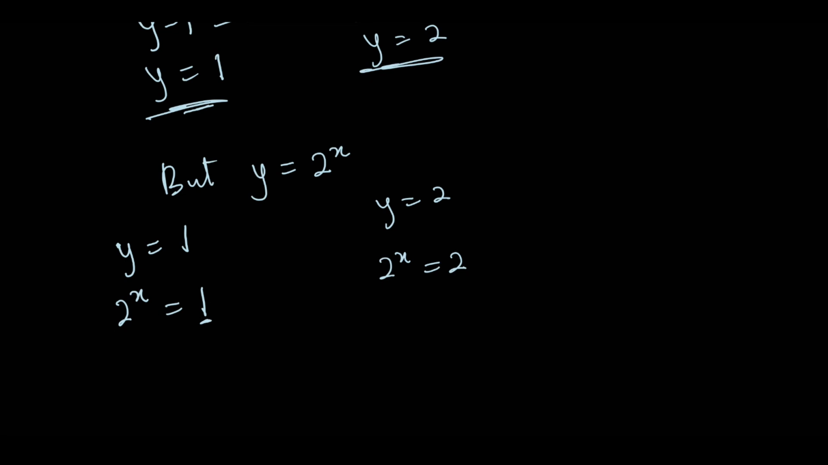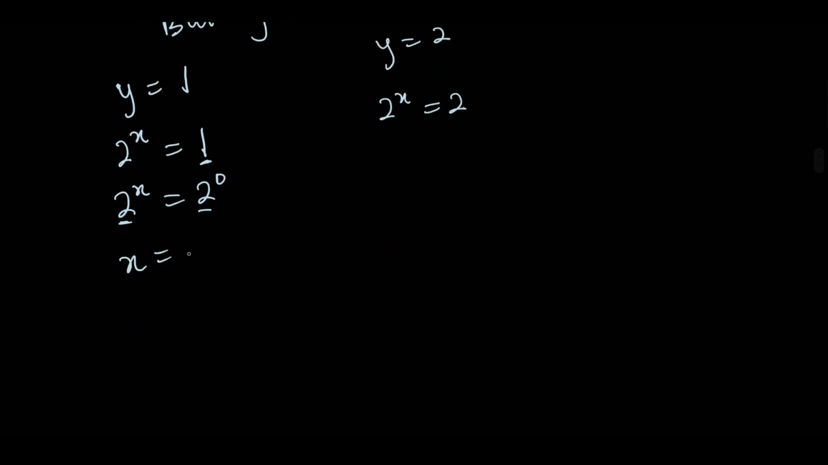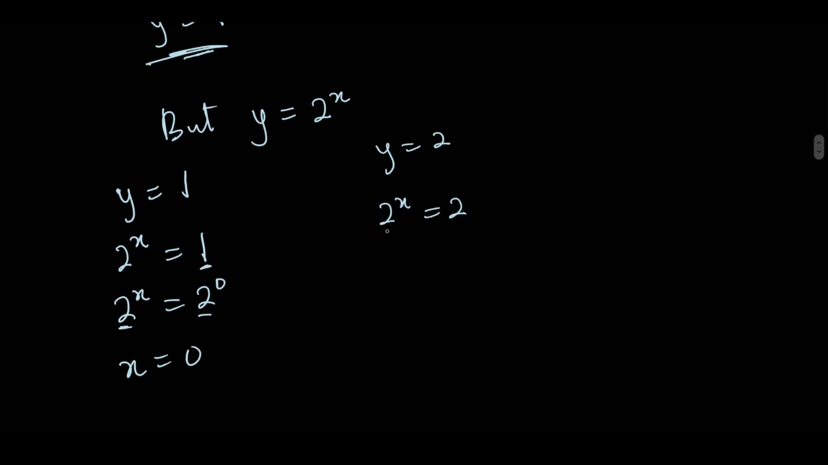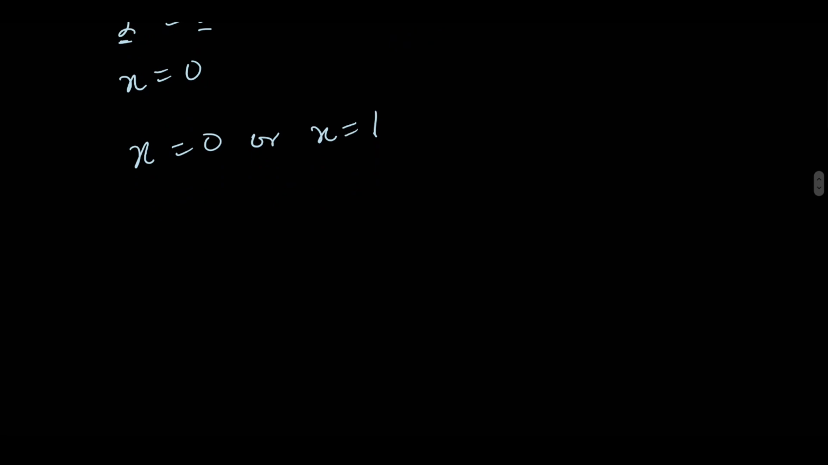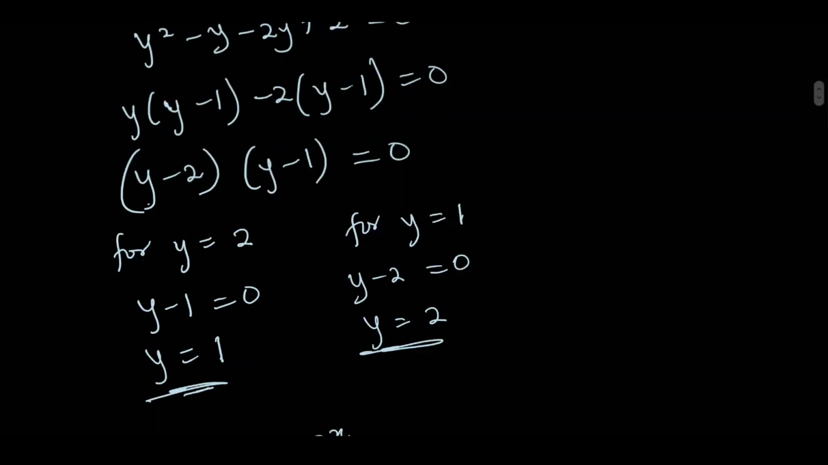So that's going to be 2 to the power x equals 2 to the power 0. 2 to the power 0 is equal to 1. Okay. So since the bases are now the same, we equate the exponents. So it's going to be x equals 0. And now 2 to the power x equals 2, so 2 to the power 1. So therefore x equals 1. So the values for x in the equation are x equals 0 or x equals 1. So here's how you find the value for x in an exponential equation like that one.